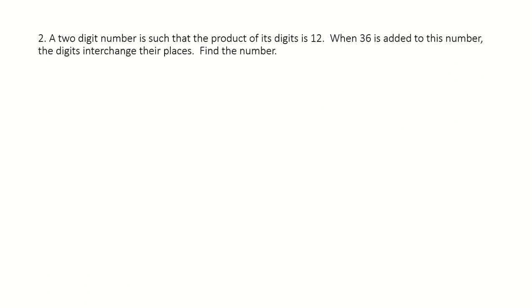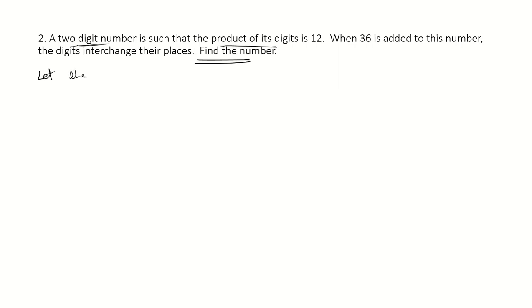So this is the same problem. I guess you guys have already paused the video and attempted the problem. Now let's start. It's given a 2-digit number is such that the product of its digits is 12. Okay, the first is a 2-digit number and the product of the digits is 12. So let's say we have to find the number.